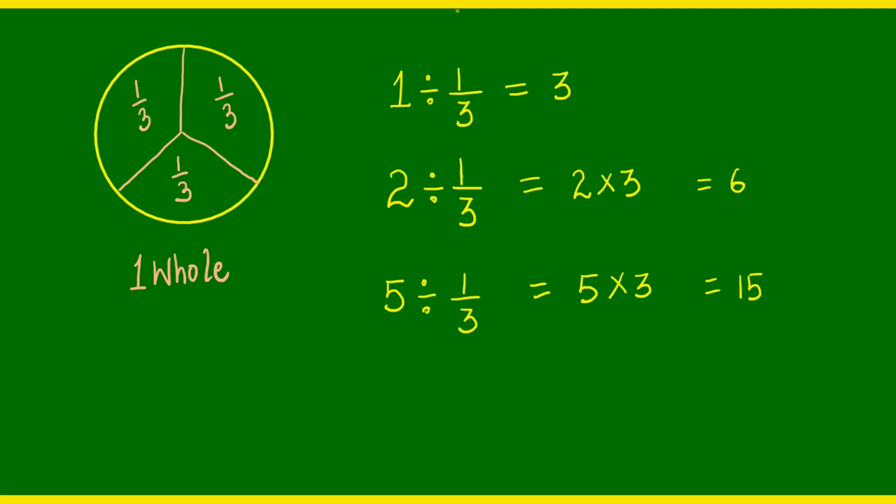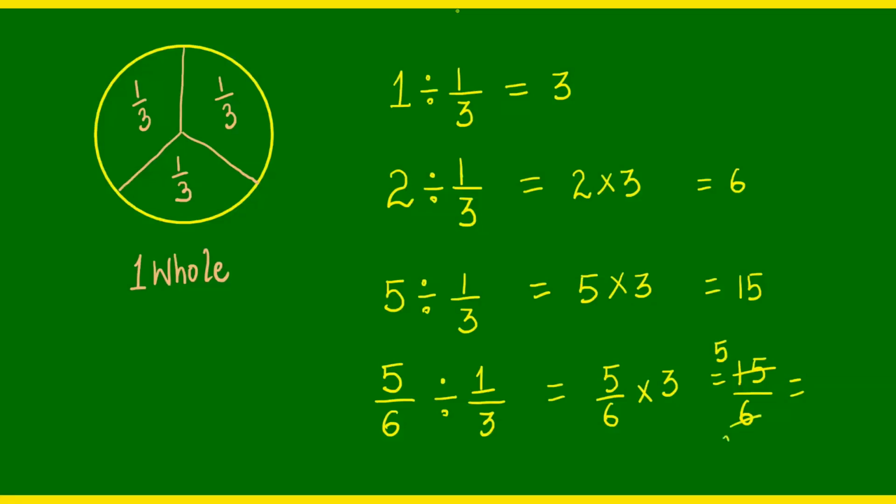Let's take a step further and try to answer how many 1/3 are there in 5/6. So the expression becomes 5/6 divided by 1/3. Again, we will say 5/6 multiplied by 3 and we'll get 15/6. We can simplify this, so we get 5/2, which in mixed fractions is 2 and 1/2. So what is the meaning of this? 5/6 contains 2 and 1/2 of 1/3.